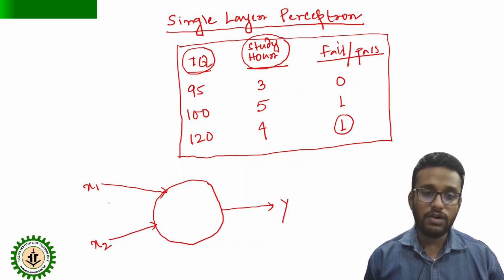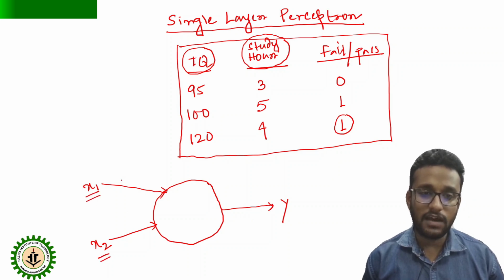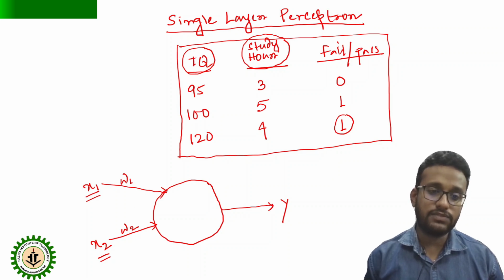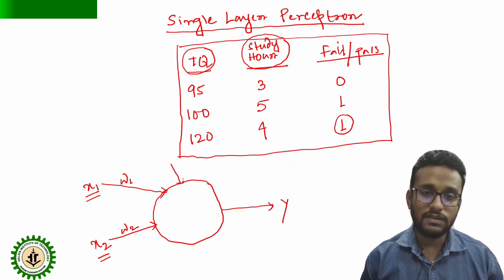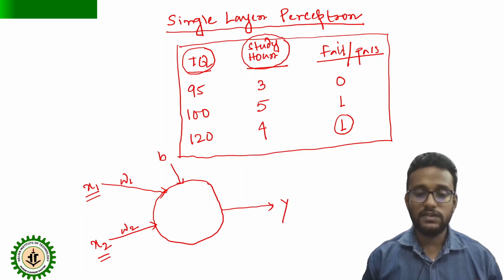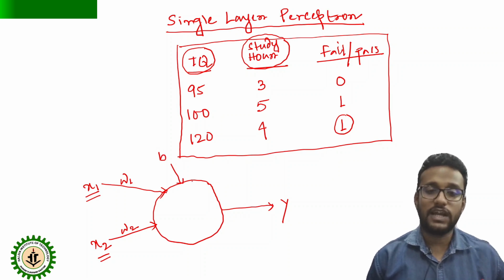Now you have to understand another thing. For each and every input, we have associated weights, called W1 and W2. Not only these inputs and weights, we have another input called bias, for generalization.